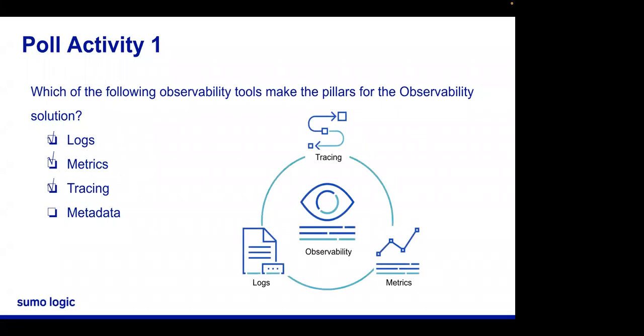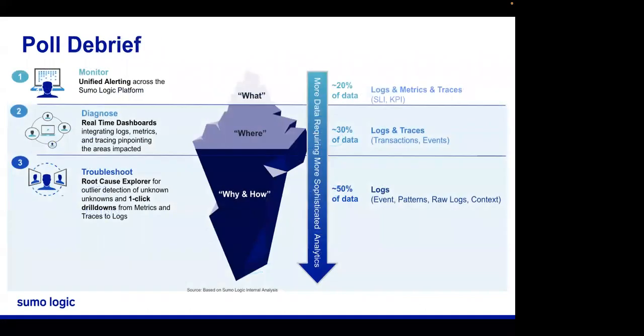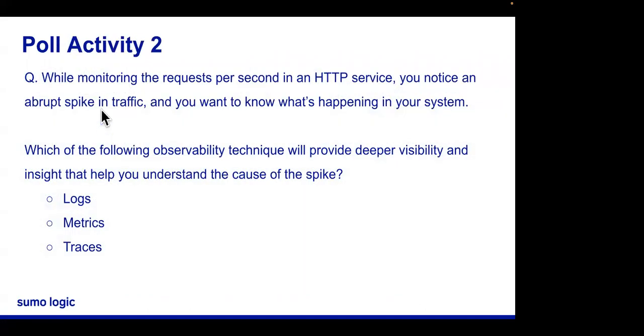All right. Now the second poll we're going to ask you, I'd be surprised if you have the right answer. Okay. So I'm not expecting the correct answer here, but, and by the way, here's our debrief for this. The second poll is, when monitoring requests per second in an HTTP service, you notice an abrupt spike in traffic. And that spike in traffic is represented by something here, one of these 3 choices. And so you want to know why it's happening, what's happening in your system. Which of the following observability techniques will provide deeper visibility and understanding the cause of that spike? What am I going to look at to see the value of that spike? I'm trying to give you a hint here to the correct answer.